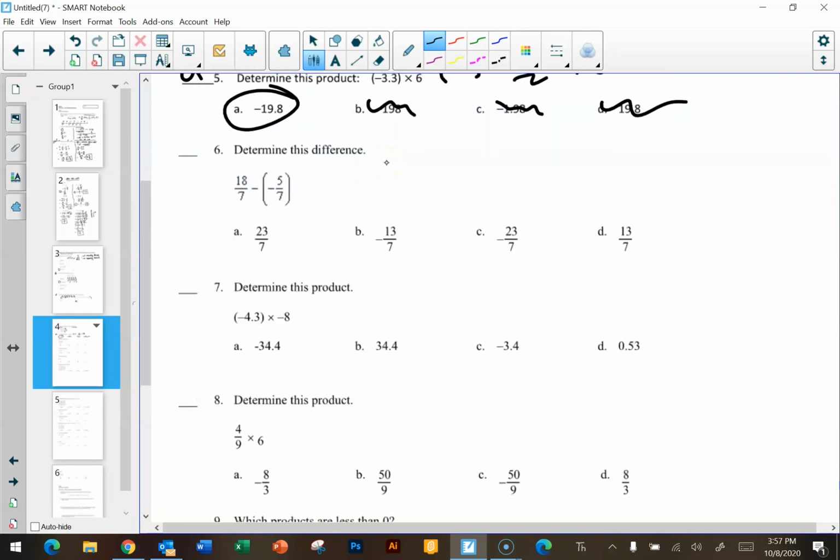Determine the difference between these two. Minus means plus plus, right? We've got the same common denominator, so we know it's going to be over 7, and 18 plus 5 is 23.